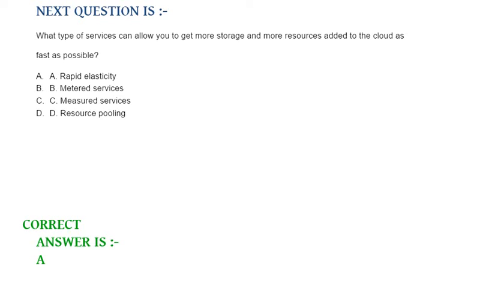Next question is, what type of services can allow you to get more storage and more resources added to the cloud as fast as possible? Option A, rapid elasticity. Option B, metered services. Option C, measured services. Option D, resource pooling. Correct answer is option A.